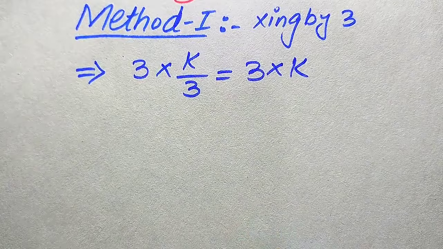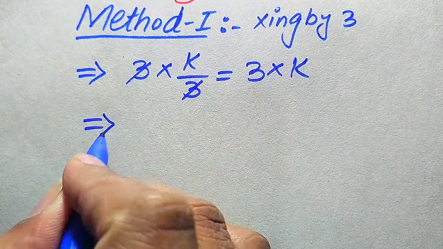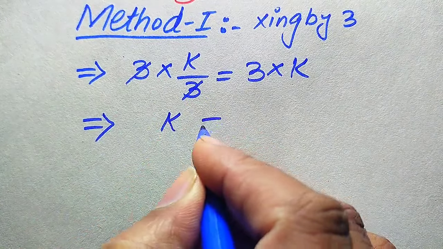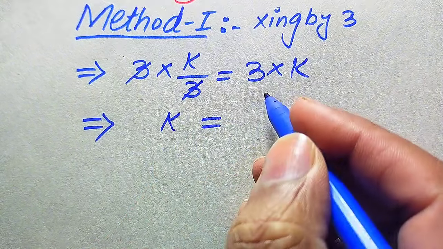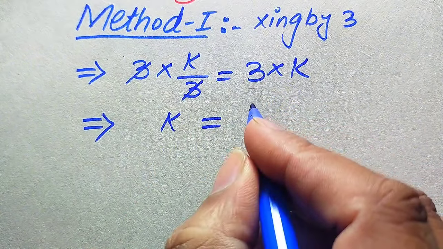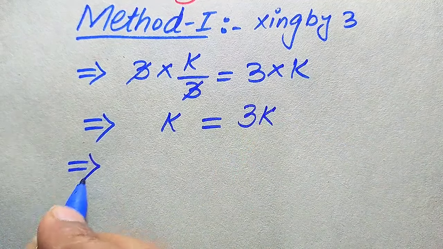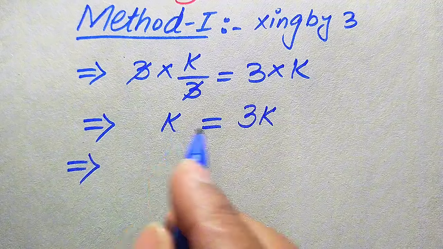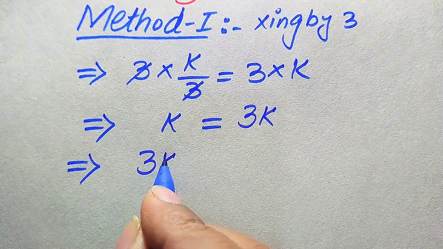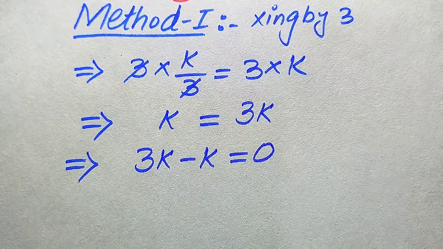Now in the next step you see that this 3 and this 3 cancel out each other, and the remaining value on the left hand side is k only, and on the right hand side we obtain 3 times k, which is 3k. Further, in the next step we move this k from the left hand side to the right hand side, and it is written as 3k minus k is equal to 0.